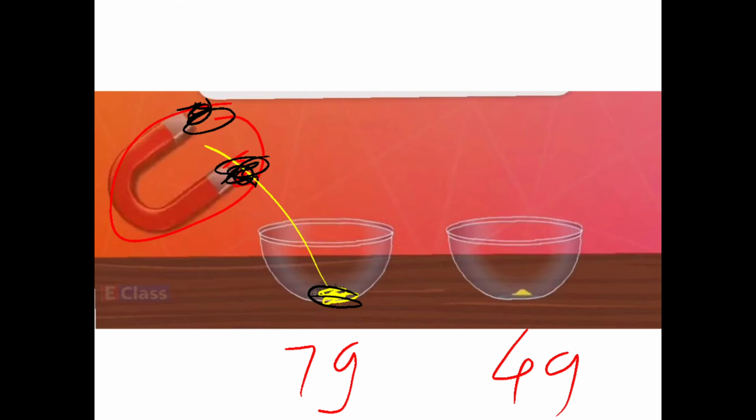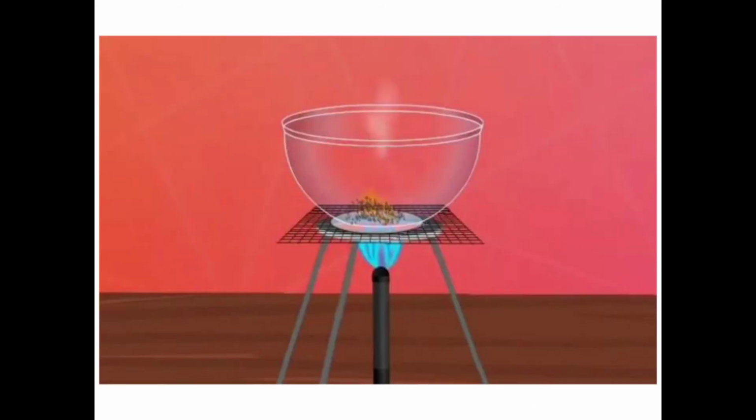Yes. Now the next thing we are going to do is heat it. The iron and sulfur mixture that we made, we are going to heat it. So when you heat them together, what will happen? Some chemical reaction takes place. How will we know? Isn't it? We don't know yet. But when you heat it together and cool it, and then you take the magnet near it.